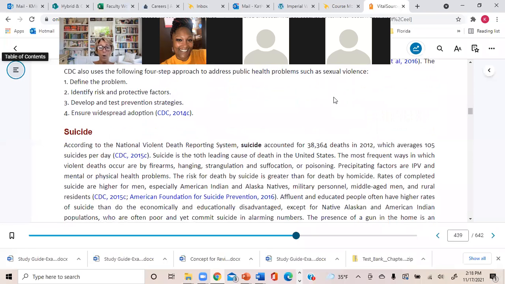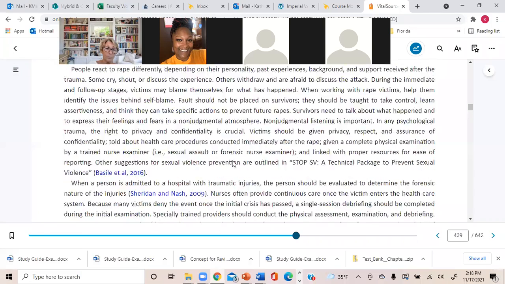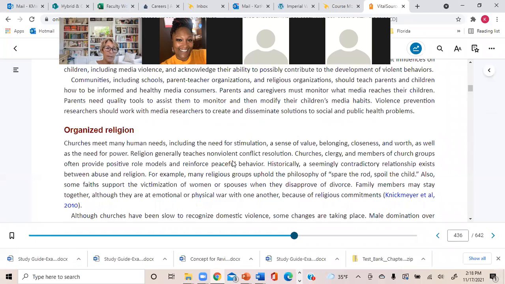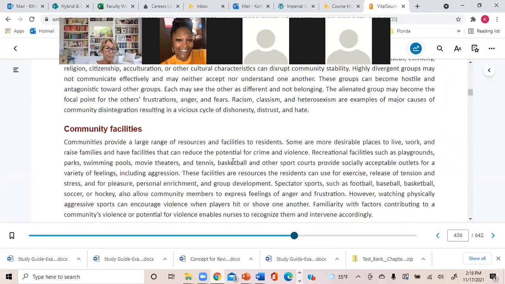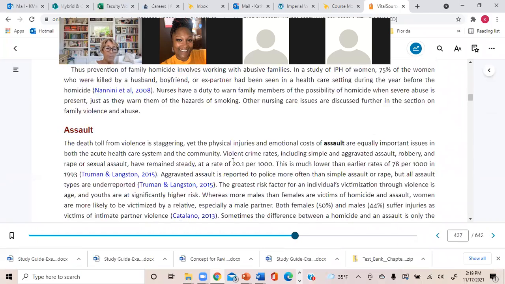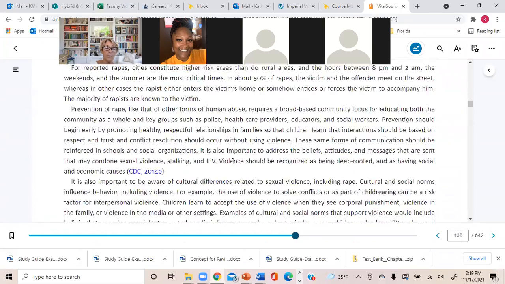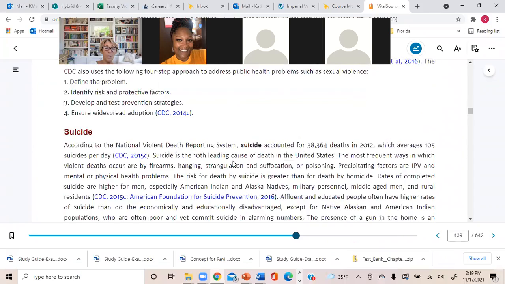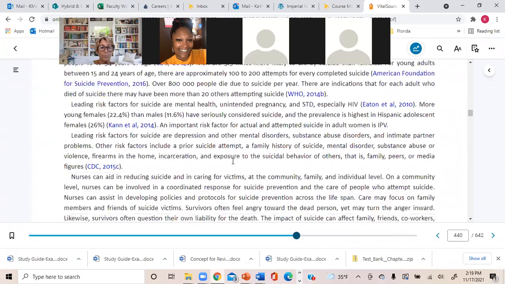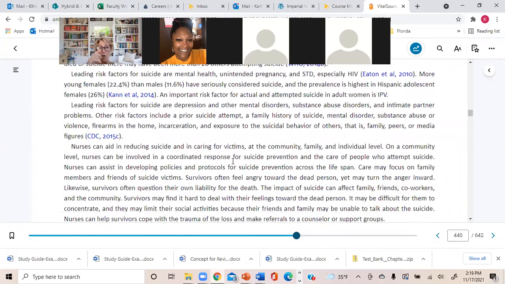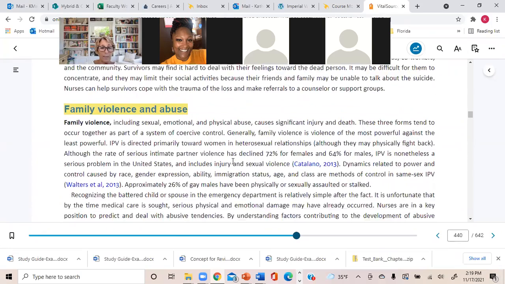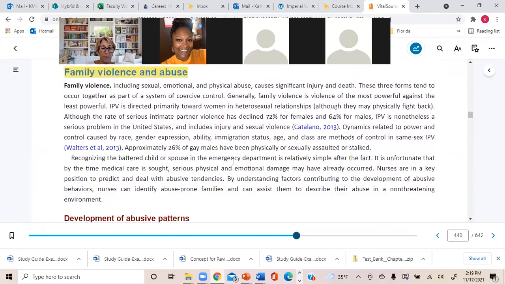I just need you to know what the four types of violence are, that we just went through. So what did we say? Homicide, assault, sexual violence and rape, and suicide. There's an objective about that, so if you can't answer, you're going to have to go back to this section. Family violence and abuse.